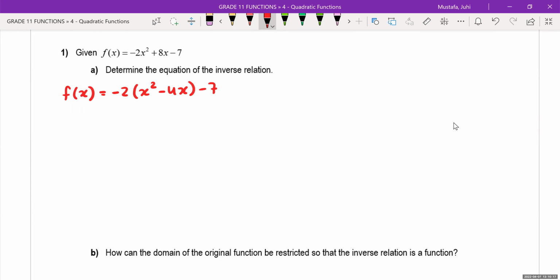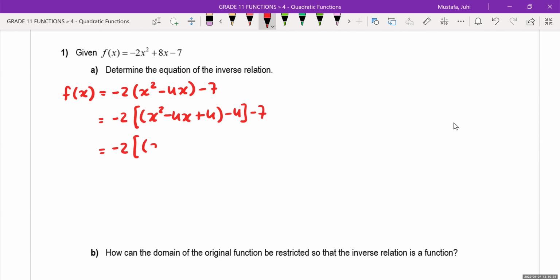Then I'm going to take the 4 inside the bracket. I'm going to divide by 2. That's going to give me a 2, and I'm going to square it. So it's going to be -2(x squared minus 4x plus 4 minus 4) minus 7.